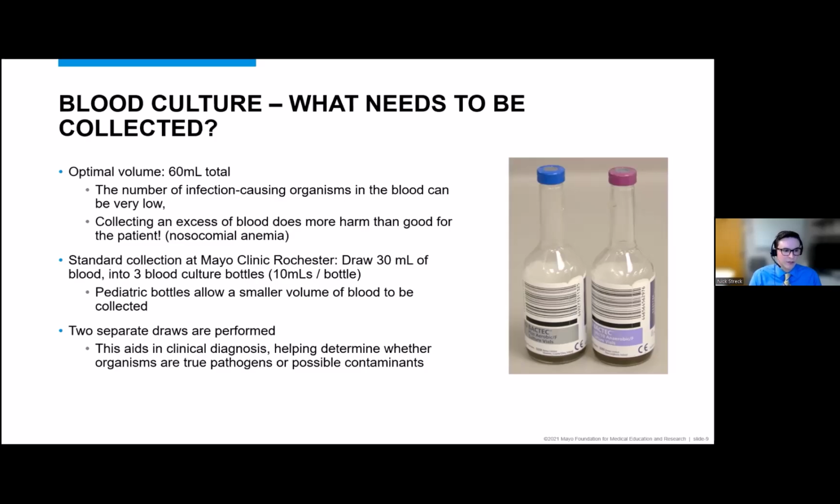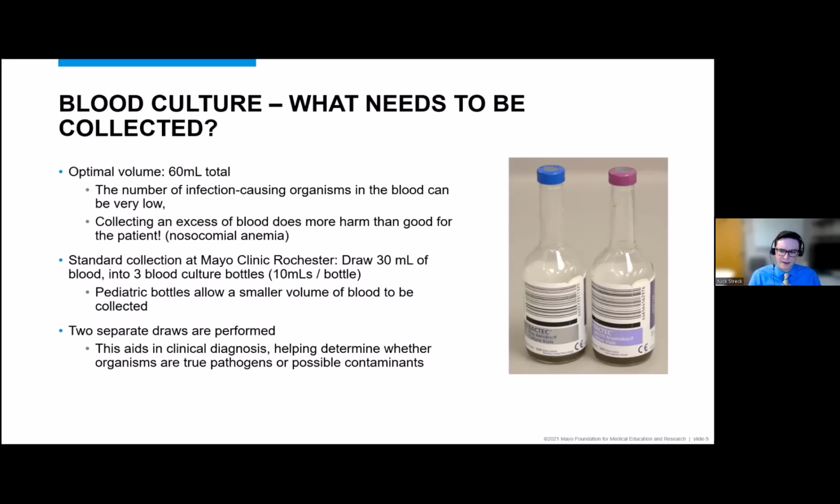At Mayo Clinic Rochester, the optimal volume we're shooting for and educating our healthcare staff on is 60 mL of blood total. And that is quite a lot of blood. The reason we need that is that some of these bloodstream infections can have a very low number of organisms present in circulation. You really do not need a large bacterial burden in the blood to make a patient very sick and have this very life-threatening septic presentation.